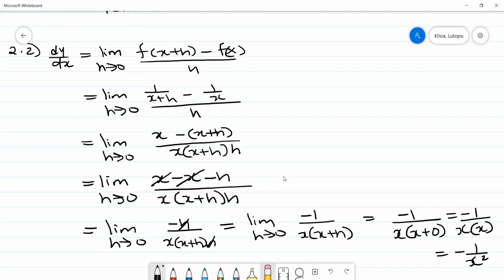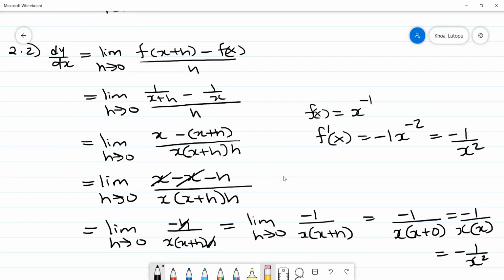And again, if you had just done it the short way, just to check that your answer is right, you'd write it as x to the power of minus 1. Then the derivative, the minus 1 will come down. At the top, you subtract 2, and this is negative 1 over x squared. So our working is, in fact, correct.